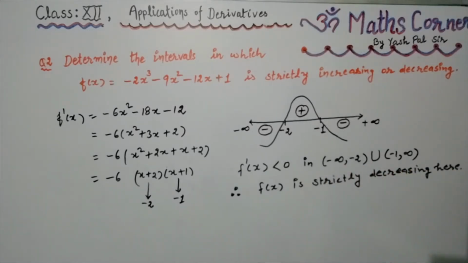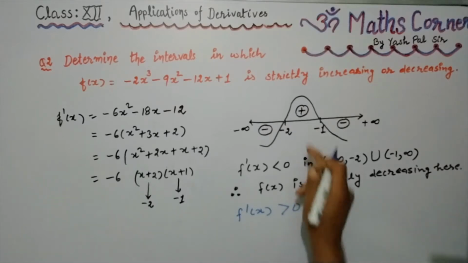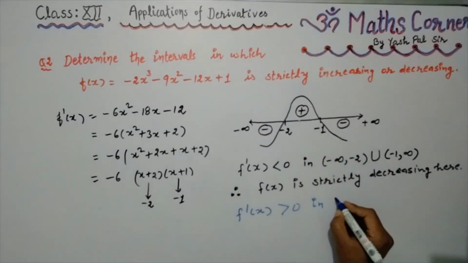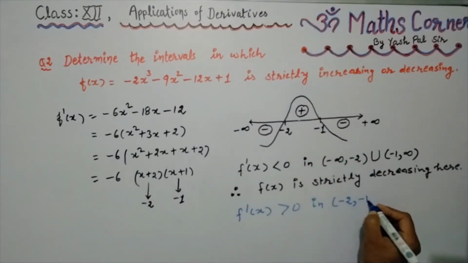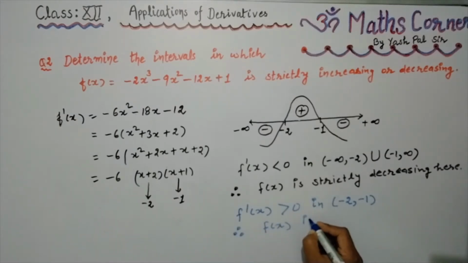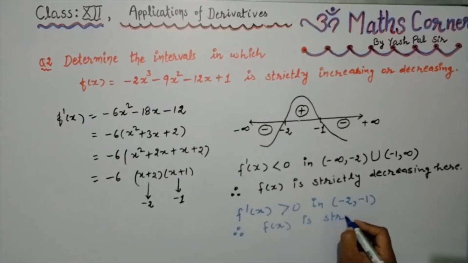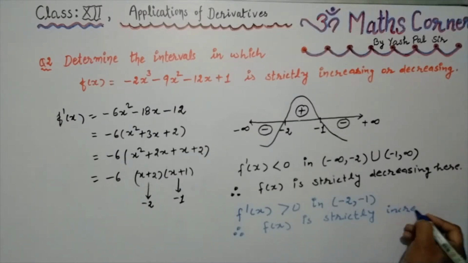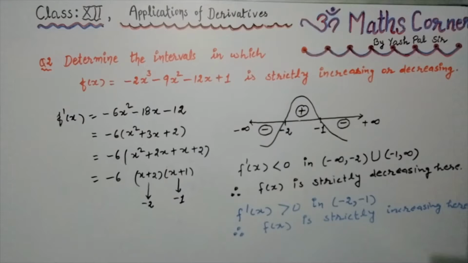Okay, similarly we have f dash x greater than 0, that is positive, in minus 2 to minus 1. So the conclusion is f of x is strictly increasing here. Okay, this is the conclusion.